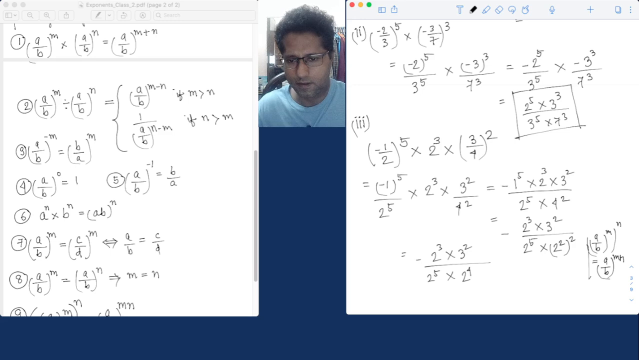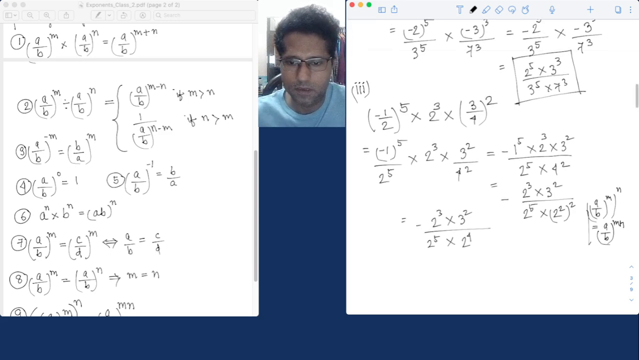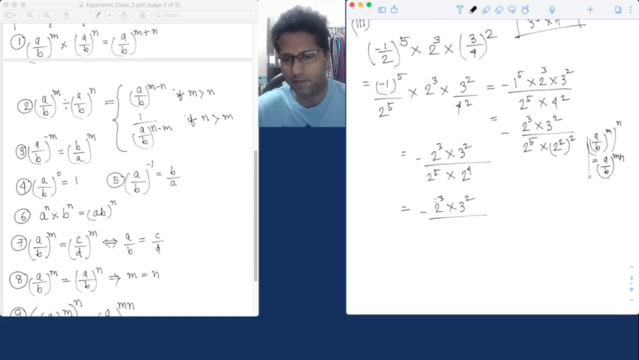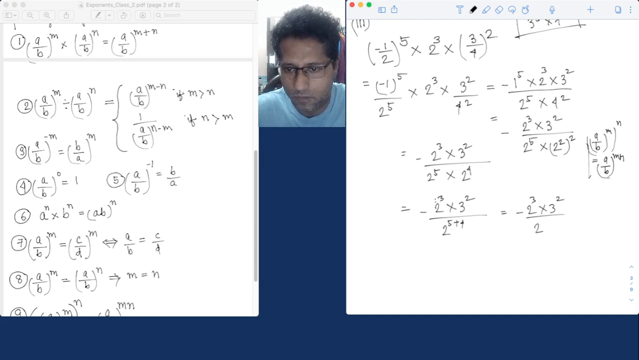Now you can see this is minus 2 cube into 3 square, and in the denominator the base is the same, the powers are different. 2 to the power 5 multiplied by 2 to the power 4 is nothing but 2 to the power 5 plus 4. This is minus 2 cube 3 square divided by 2 to the power 9.